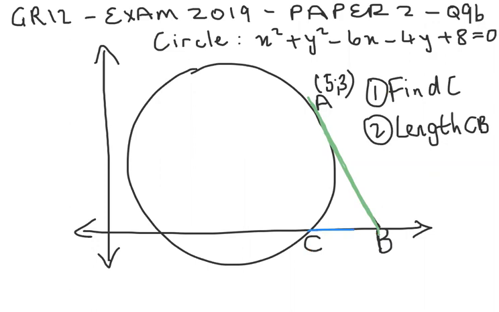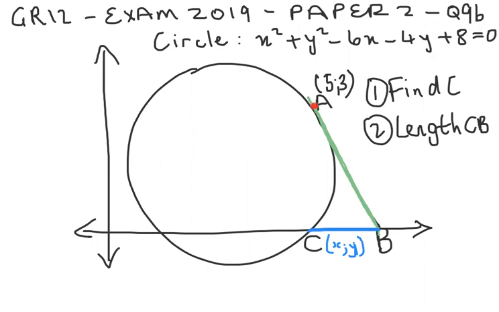So that's CB. The C we have to find. So let's just do that. X and Y we need, and then we have to find the length of CB. So let's see what we can do. We have this A over here. We have the circle, so we have the equation of the circle, and we have 1 point on the circle.